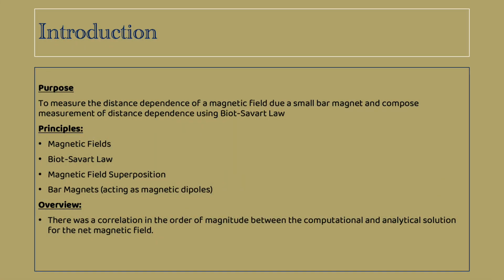So the purpose of this lab is to measure the distance dependence of the magnetic field due to a small bar magnet and compare the measurement of distance dependence using the Biot-Savart law. The principles involved are magnetic fields, the Biot-Savart law, magnetic field superposition, and bar magnets that we take as acting as magnetic dipoles. And the overview is that there was a correlation in the order of magnitude between the computational and experimental solutions for the net magnetic field.